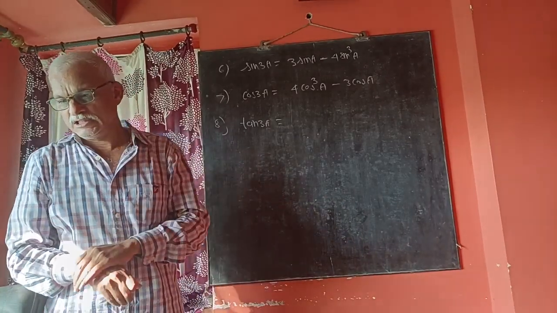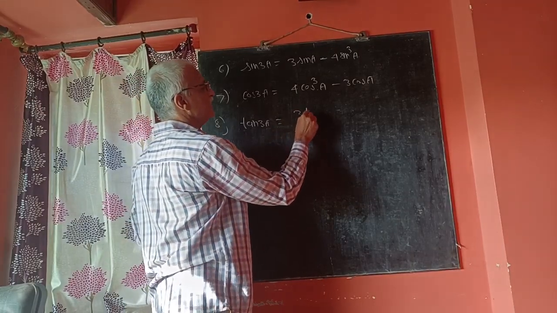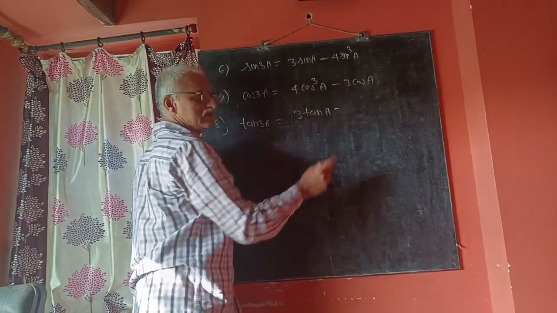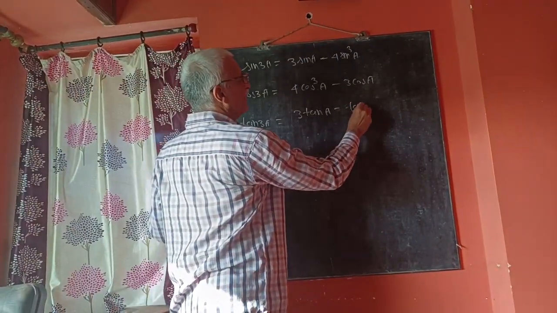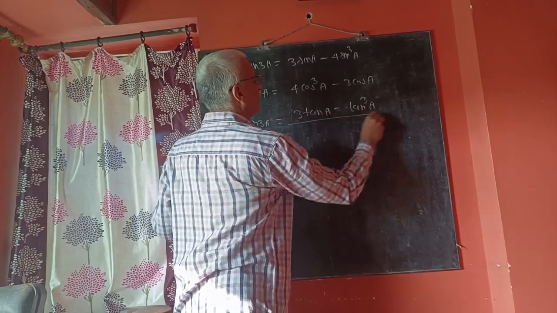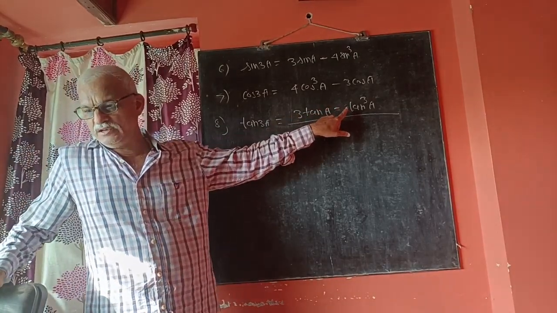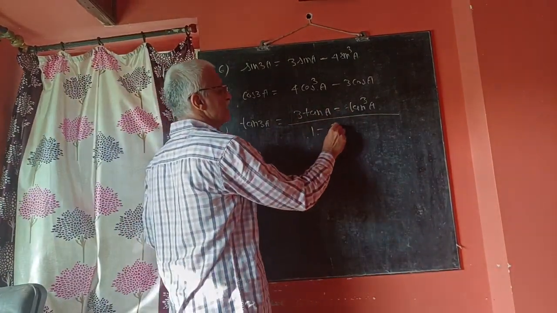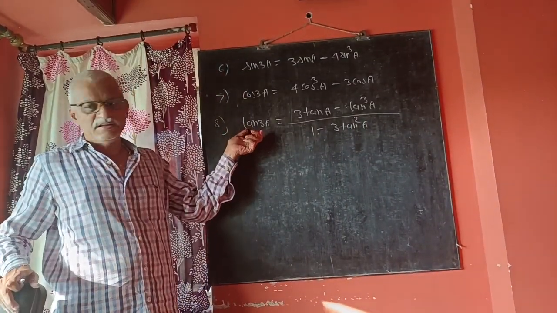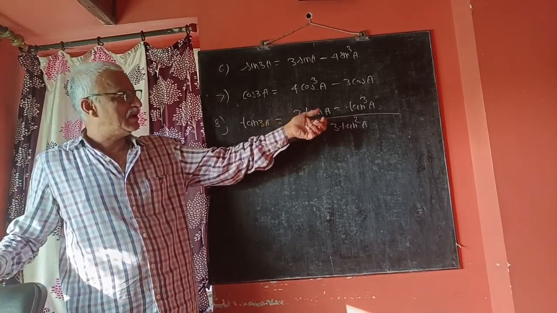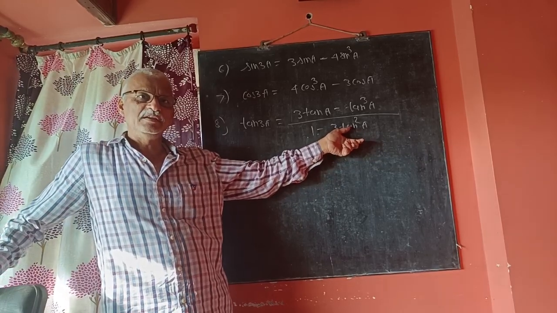Now tan 3a. The formula for tan 3a is 3 tan a minus tan cube a, divided by 1 minus 3 tan square a. So tan 3a is equal to 3 tan a minus tan cube a divided by 1 minus 3 tan square a.